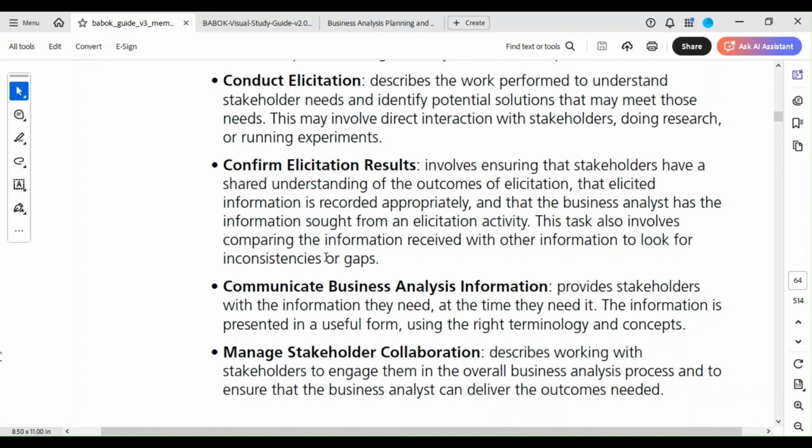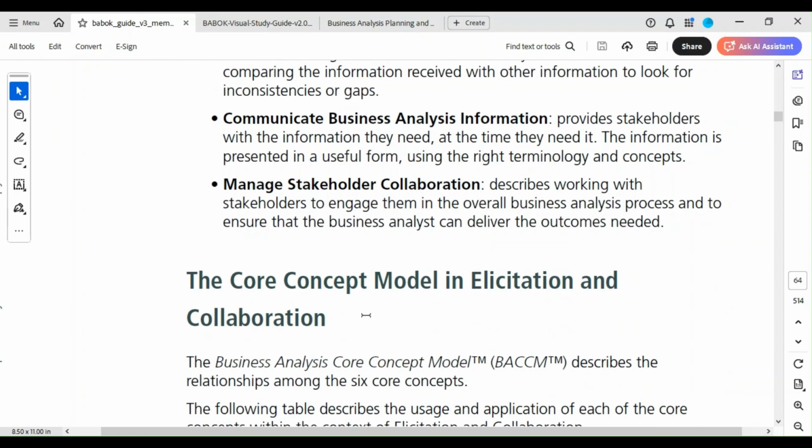Now, communicate business analysis information. Provide stakeholders with the information they need at the time they need it. The information is presented in a useful form using the right terminology and concepts. So you are communicating information to your stakeholders, even as you are trying to round up with whatever you are doing with all that you have collected.